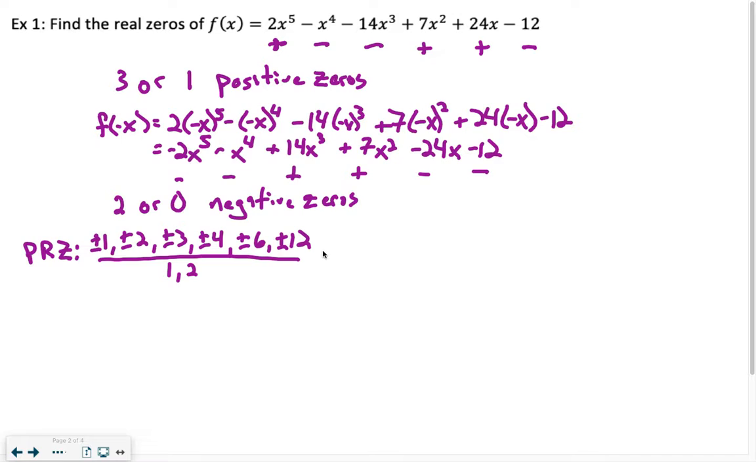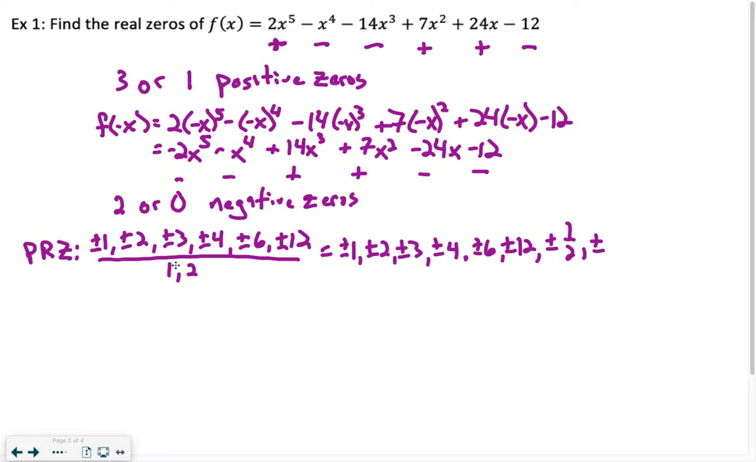So if I list those out then, I'll list all of these over 1 first. So plus or minus 1, plus or minus 2, plus or minus 3, plus or minus 4, plus or minus 6, plus or minus 12, and then list all of them over 2. So plus or minus 1 over 2.